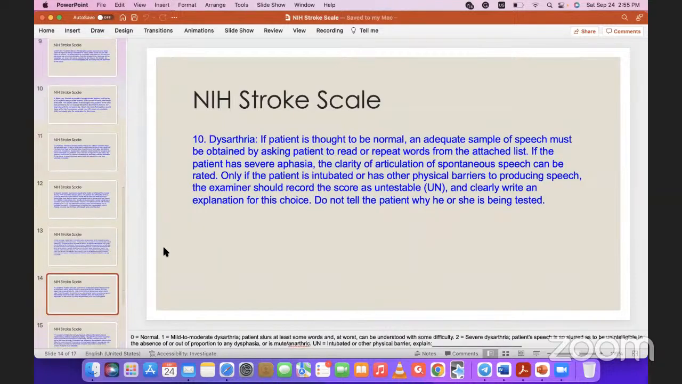If the patient is thought to be normal, an adequate sample of speech can be obtained by asking the patient to read or repeat words from the attached list. If the patient has a severe aphasia, the clarity of articulation of spontaneous speech can be rated. Only if the patient is intubated or has another physical barrier to speech, the examiner should record the score as untestable.